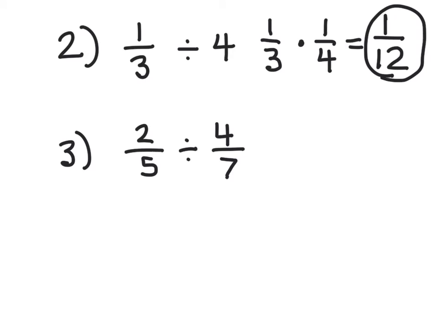All right, look at the next problem. 2/5 divided by 4/7. Which number is the dividend? It's the 2/5, that's right. So that's unchanged. But we're going to multiply that by the reciprocal of the divisor. What's the reciprocal of the divisor? That's right, it's 7 over 4. Now, before we multiply, I'm going to look and see if I can cancel anything. Do you see something we can cancel?